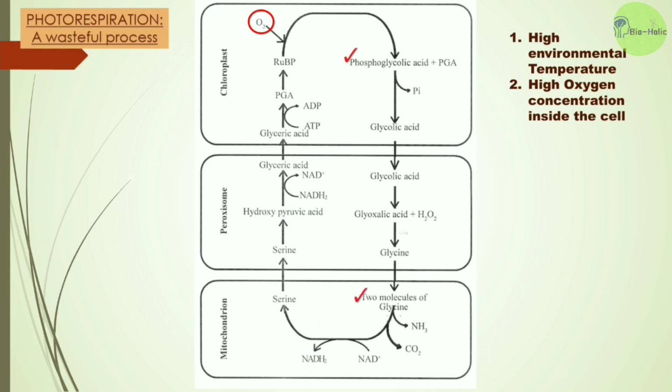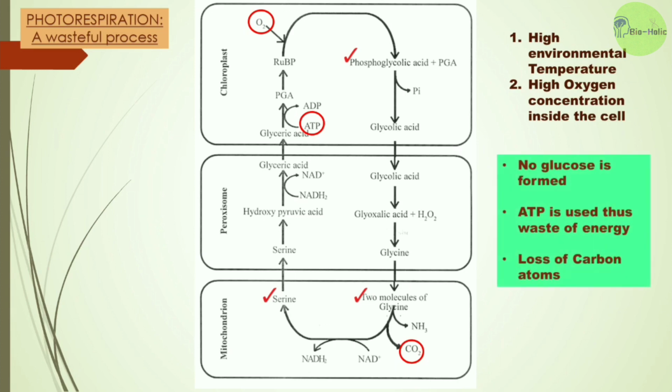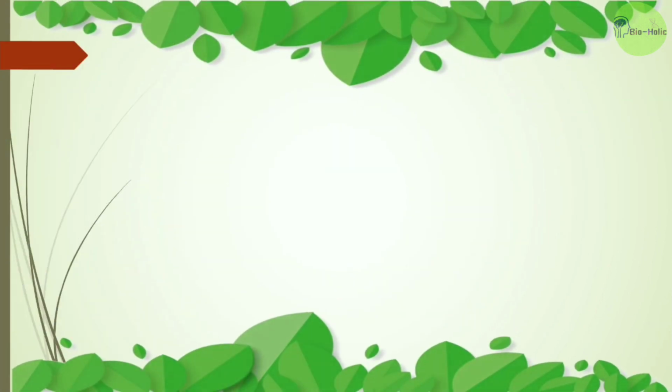And in the mitochondria, when glycine is converted into serine, a carbon dioxide molecule is released from the cell. Also another ATP is used in this process, but there glucose cannot be produced. So here no glucose is formed, ATP is used, thus there is waste of energy and also loss of carbon atoms. That's why photorespiration is also called a wasteful process. And to prevent this, some plants have evolved. Those are called the C4 plants.